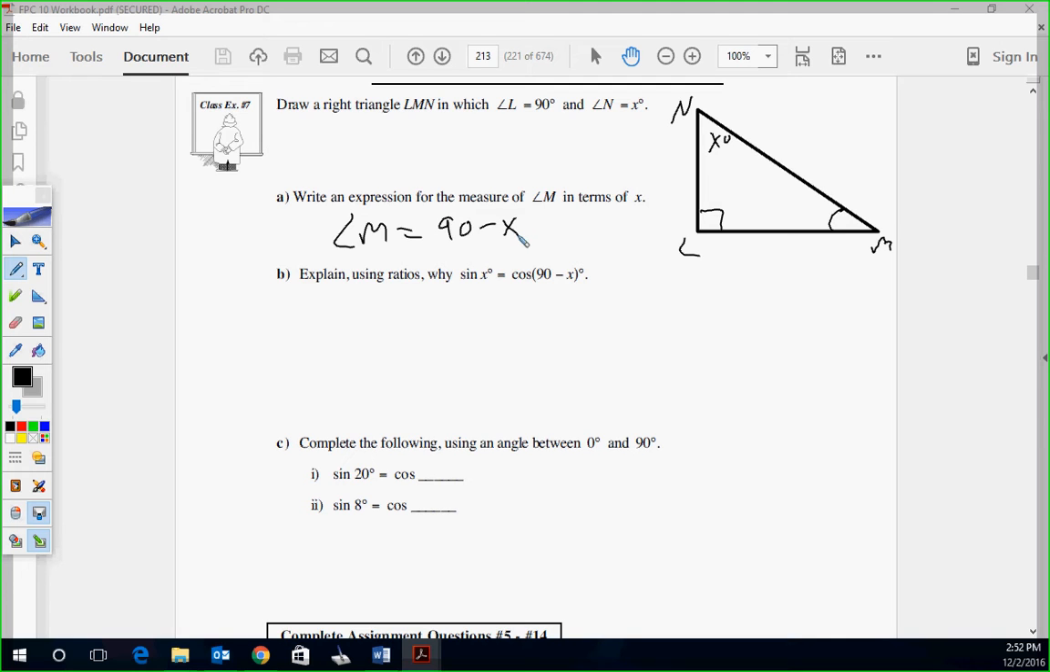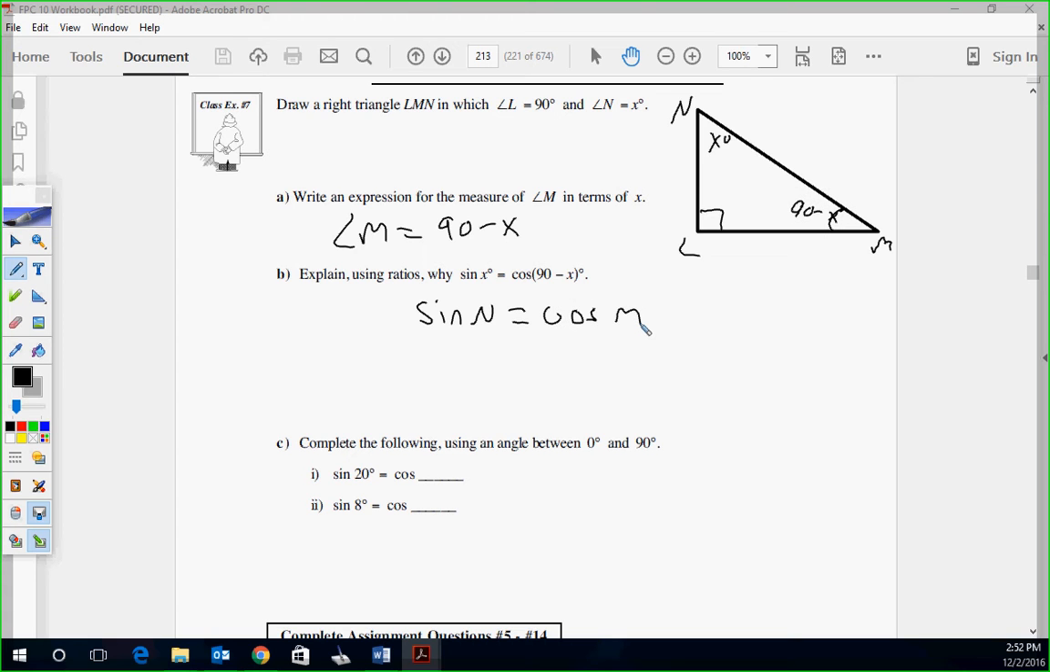Very good. Right? Because 90 minus the other angle gives us the value of the other angle, because the whole thing has to be 180. So now they say explain using ratios why sine x is equal to cosine 90 minus x. Everybody all confused about this, but sine of x, I'm just going to make it sine of n. Is that okay? And then I'm going to make cosine 90 minus x is what? It's m, right? We just said that. So I'm going to say cosine of m.